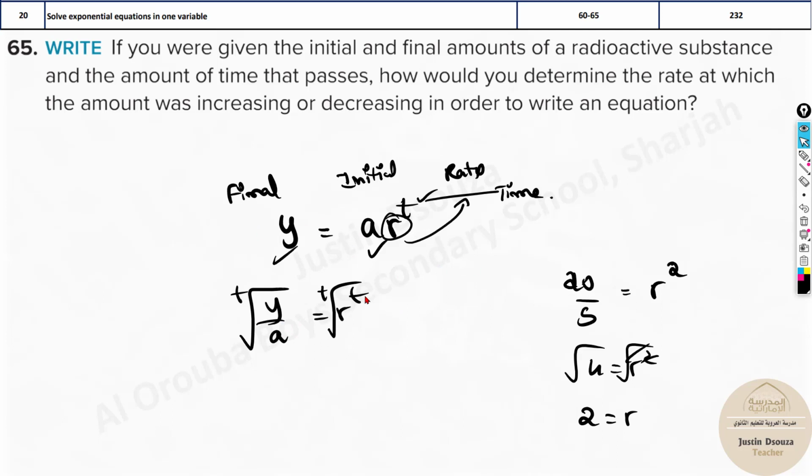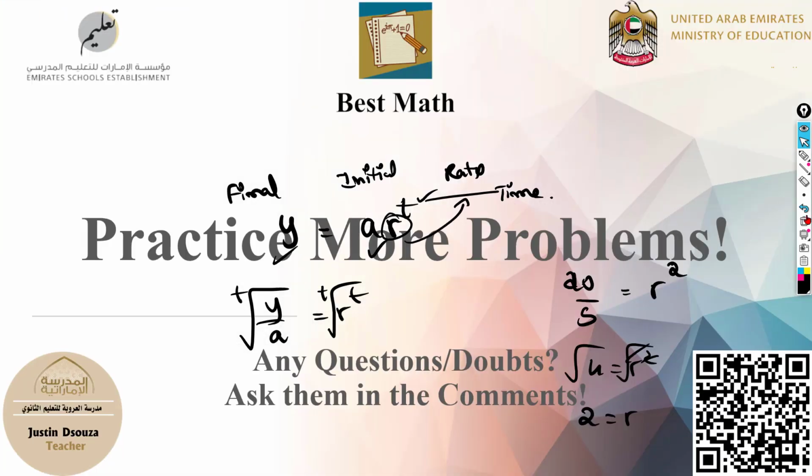If you know this formula, this is the formula given for the rate. You might have come across this. The final amount is the initial amount multiplied by the exponent. What is that exponent? Rate to the power time. That's it. That's the end.